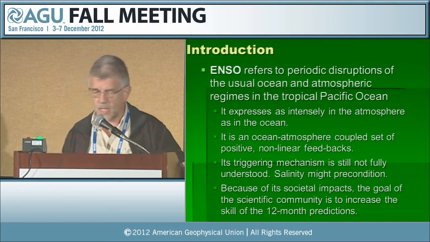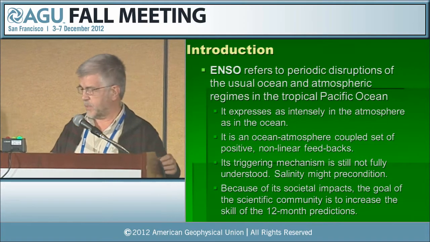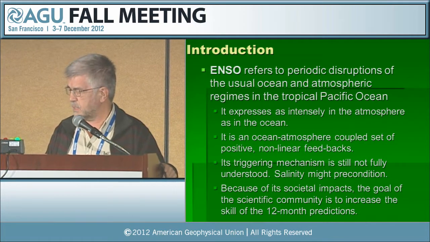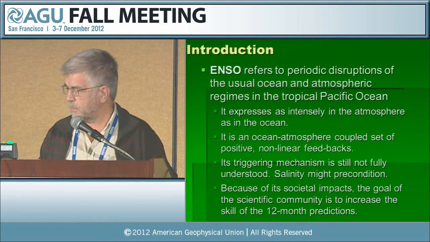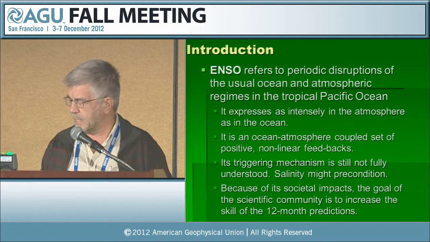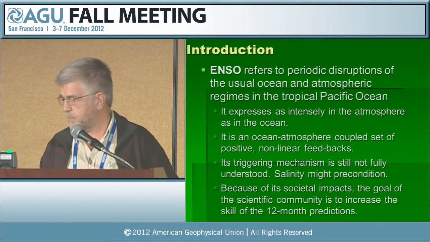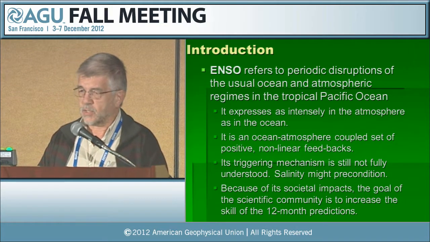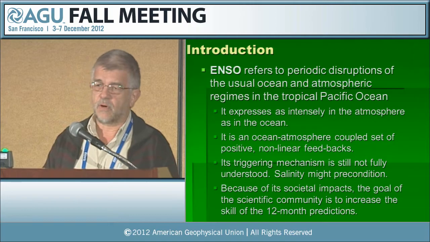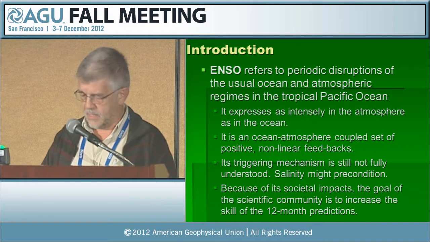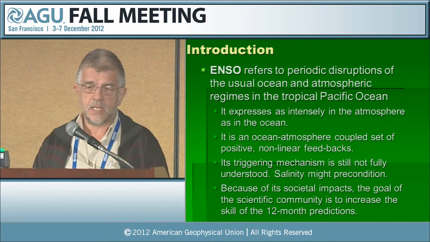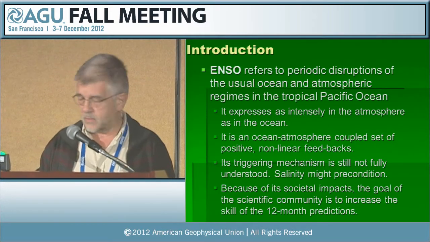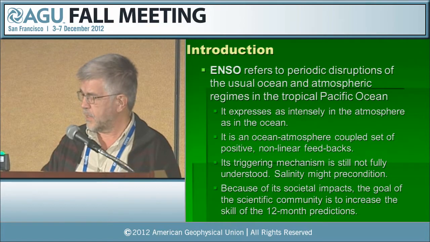So this is an introduction. I assume that everybody knows what ENSO is, the oscillation that occurs periodically in the tropical Pacific. As it has a very important societal impact, for many years now the scientific community has wanted to make consistent forecasts as far ahead as possible.